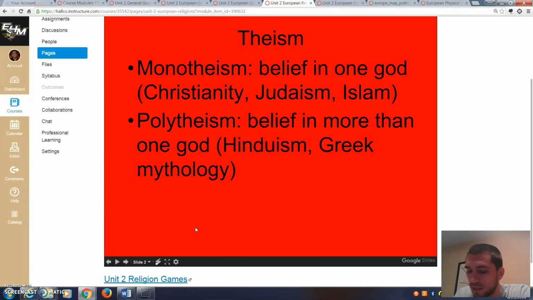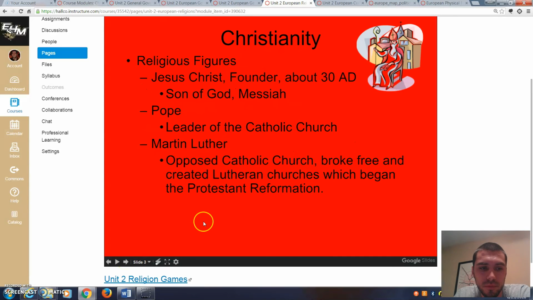All right, now we're looking at 16. Which religious figure in Christianity opposed the Catholic Church, starting with the Protestant Reformation? Well, if we look right here, we might find that out. That person's name that did it is right above it.